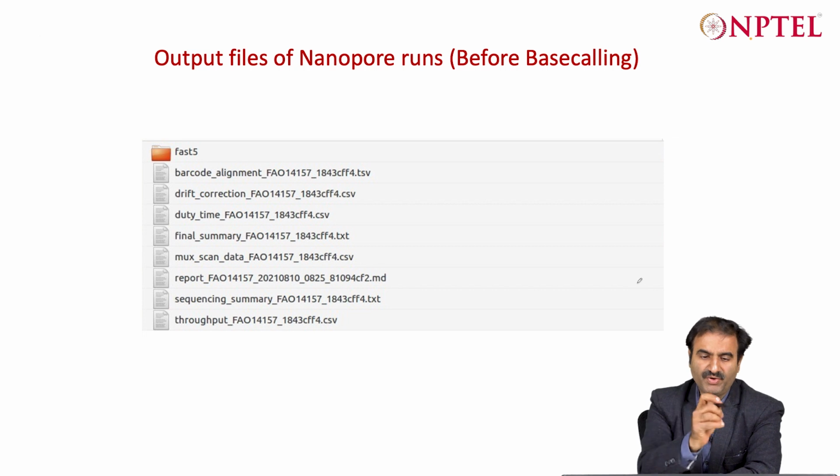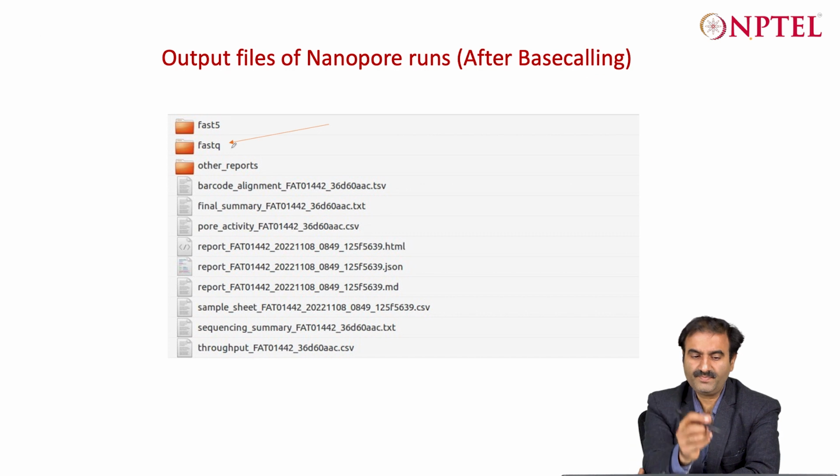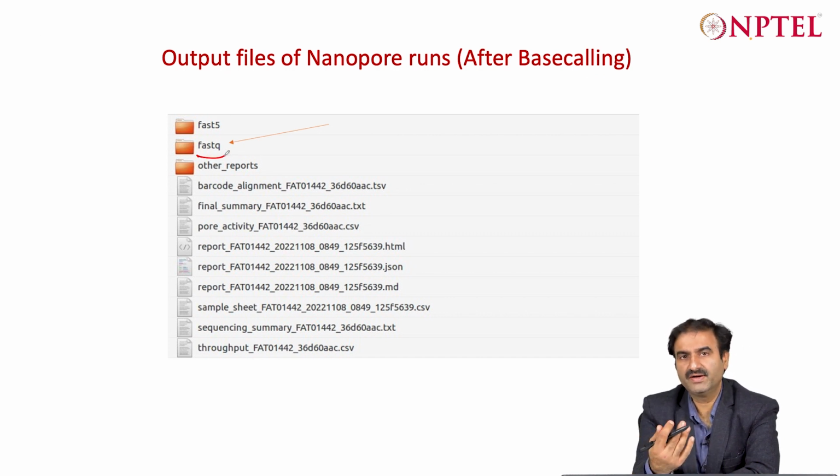Okay, so the output files before base calling form a fast5 folder where files are saved, right? And these are other files that you may need to analyze your run, but generally this is a folder that is used for the base calling. After the base calling, we get a folder called fastq where the base calls have happened. Base calling means that from the signal it has got, it is calling the bases A, T, G, C. Okay, and generally it's a time consuming process.